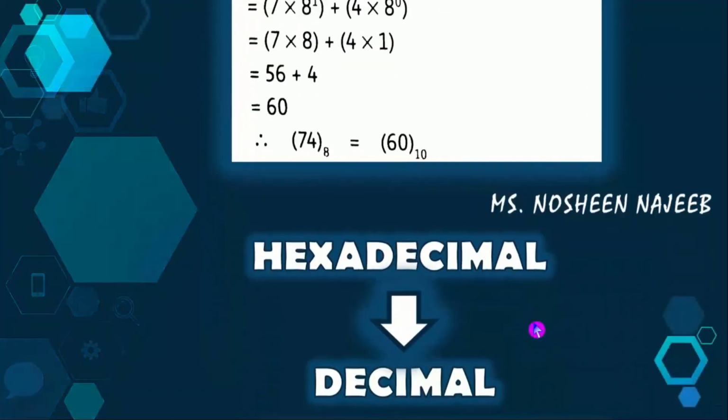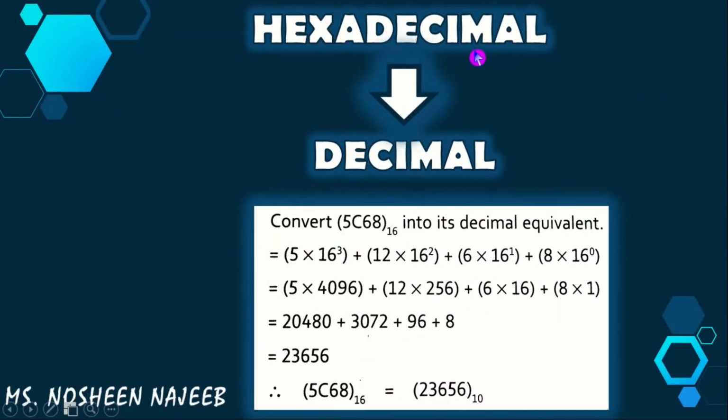Moving to the next one, hexadecimal number system into decimal number system. In our previous example we converted octal number system into decimal number system, and now we will convert hexadecimal number system into decimal number system. For this purpose we have a value which is 5C68 from hexadecimal number system, and we will convert it into its decimal equivalent.